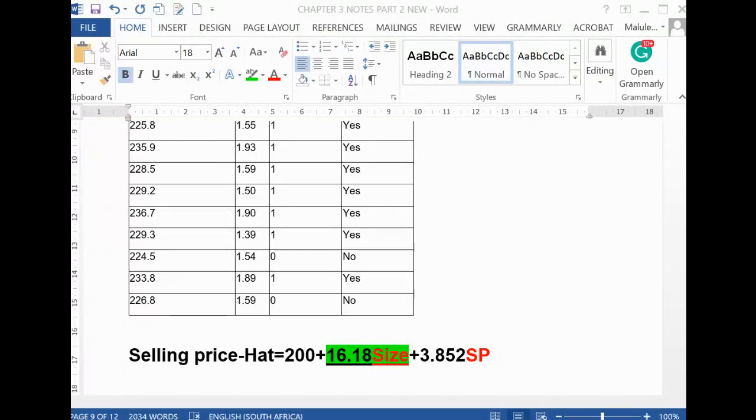Let me repeat. Holding constant the effect of size of the house, for a house which is having a swimming pool, is expected to cost more by how much? $3.852 thousand compared to the house without a swimming pool.